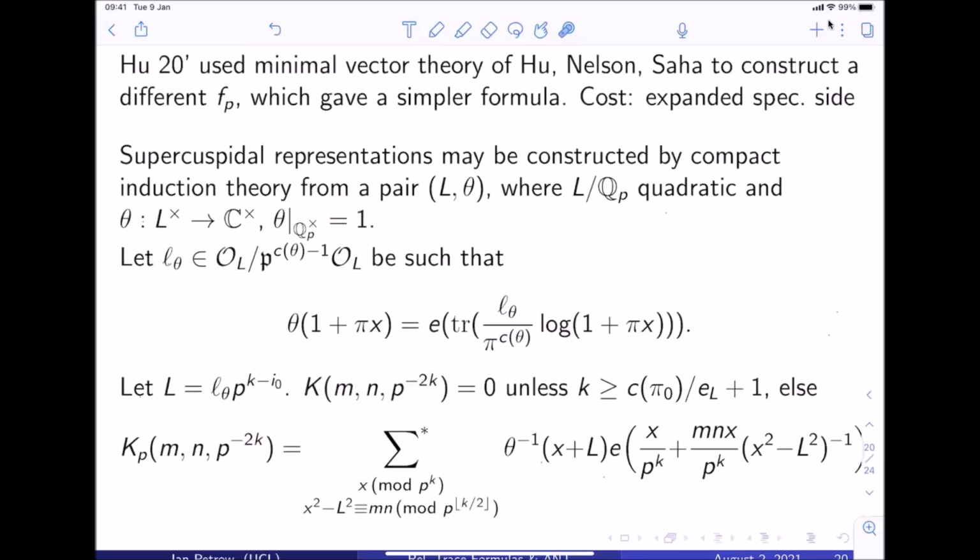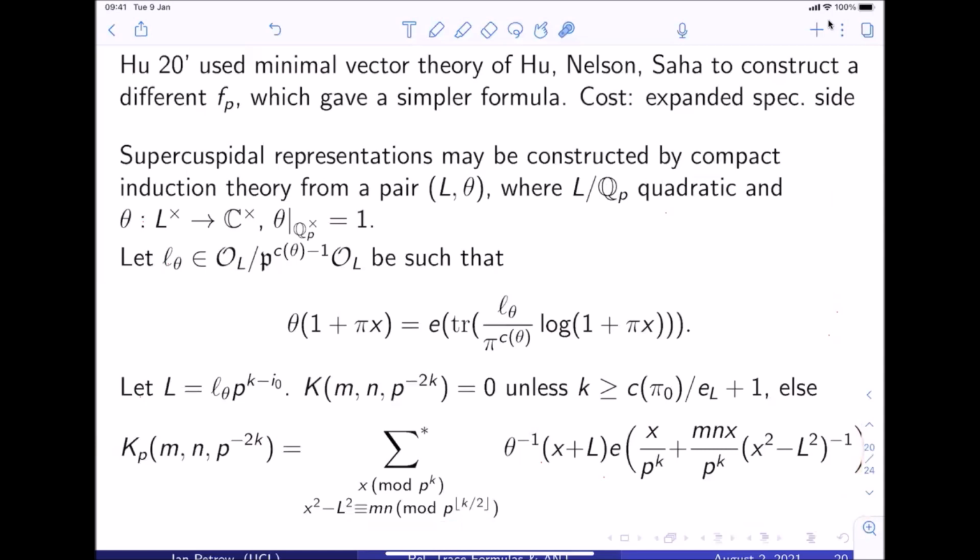But at least it's nice to be able to write down explicitly what that generalized Kloosterman sum corresponding to the supercuspidal family is. So I have to define some things. If you look at this formula, maybe it's best to read this slide bottom to top. You can compute, or UK computes, that this is what the formula is.